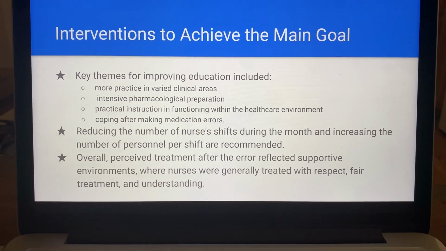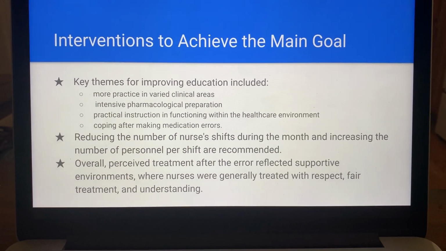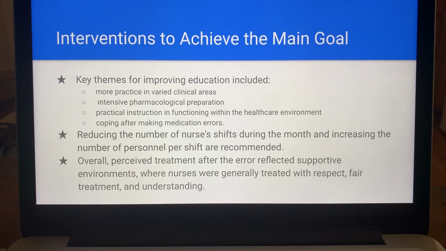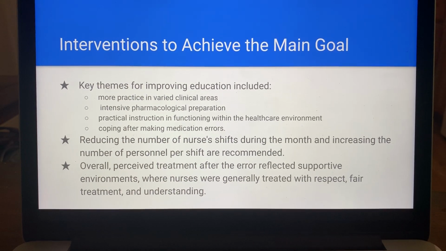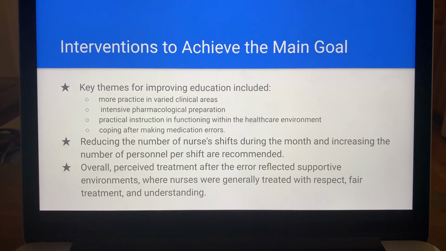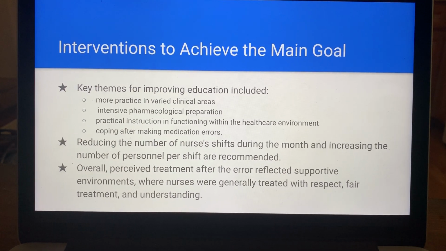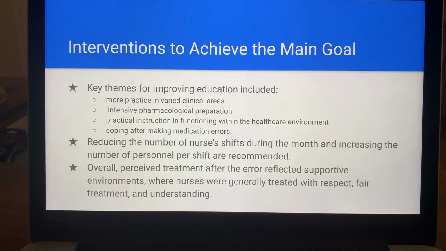Another article showed reducing the number of nurses' shifts during the month and increasing the number of personnel per shift is recommended. And overall perceived treatment for making medication errors was supportive environments where nurses were generally treated with respect, fair treatment, and understanding instead of just attacking them.